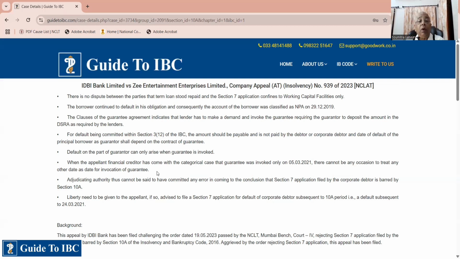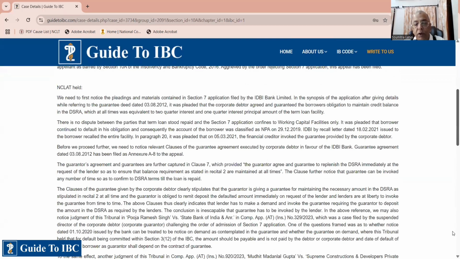24/3/2020. Here, what happened? IDBI Bank stated that the default is continuing. There are interest and other things remaining. So, in such a case, whether they should be permitted. So, the court said yes, liberty is given to you. But as far as this particular application is concerned, it is barred by delay. So I found this to be an interesting judgment which we could discuss.